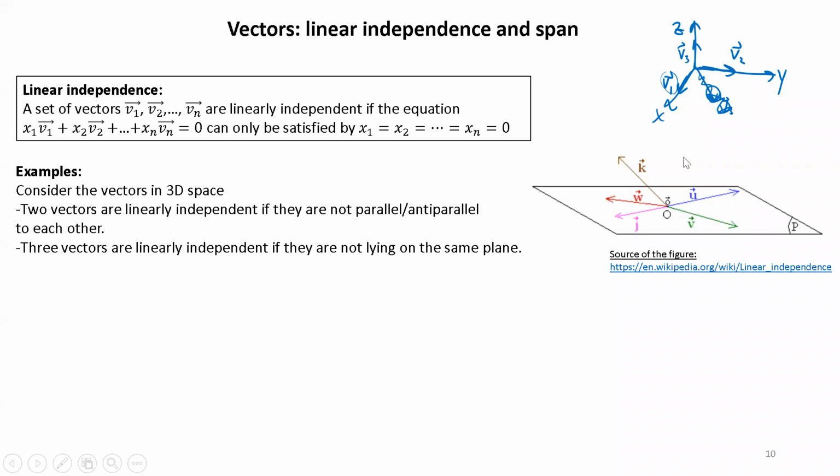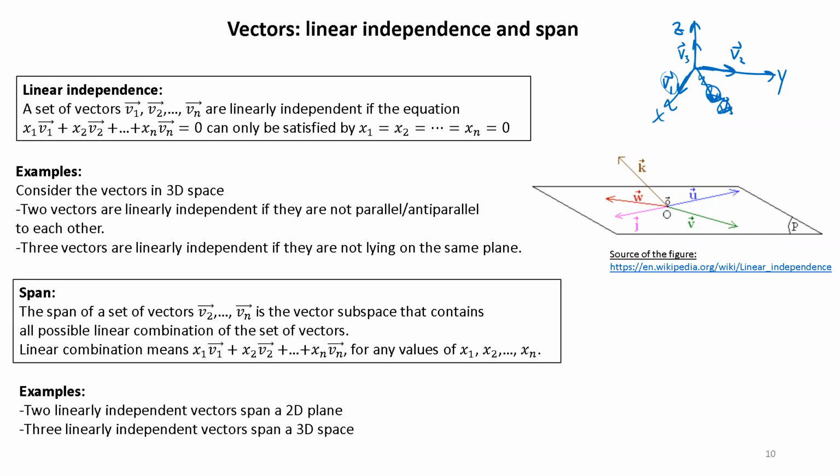Is it a linearly independent set? You can see that actually it is, because although all four vectors here are lying on the same plane, this K is not, right? So that means this K vector cannot be expressed as a linear combination of the other four. So this is a linearly independent set. However, if you take the K away and just consider these four vectors as a set, then this will be a linearly dependent set.